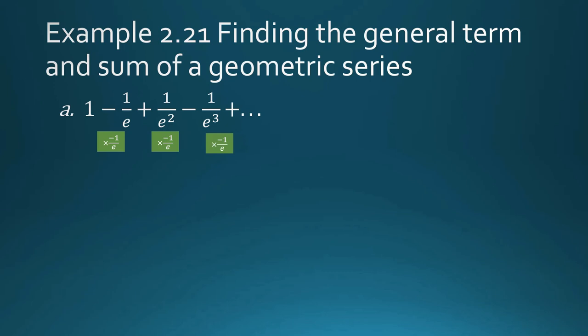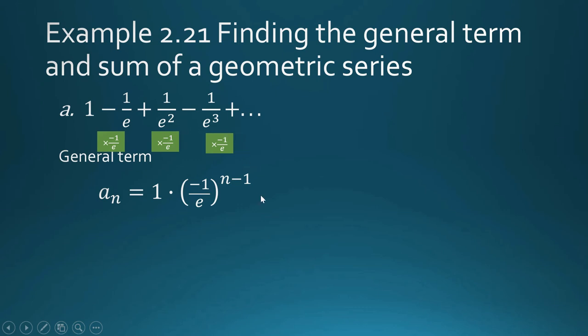Okay, so we already know the common ratio. Let us write the general term. So this is the general term. Again, you double check it. Will this general term produce the first 4 terms of your geometric series? We'll do it by substitution. When n is 1, so this is 0. This whole thing is 1. 1 times 1 is 1.